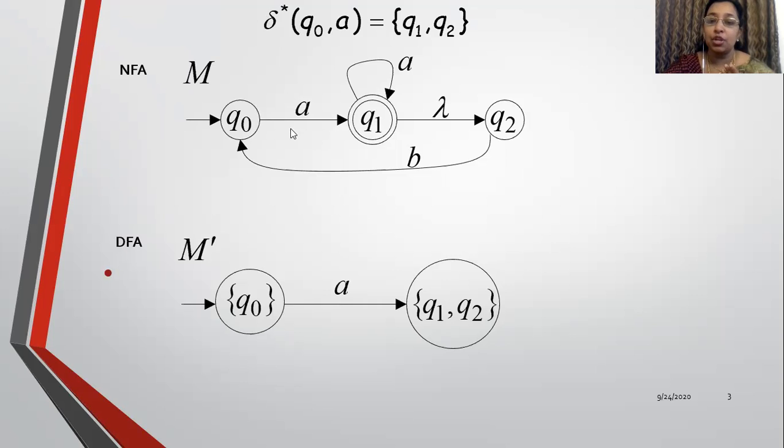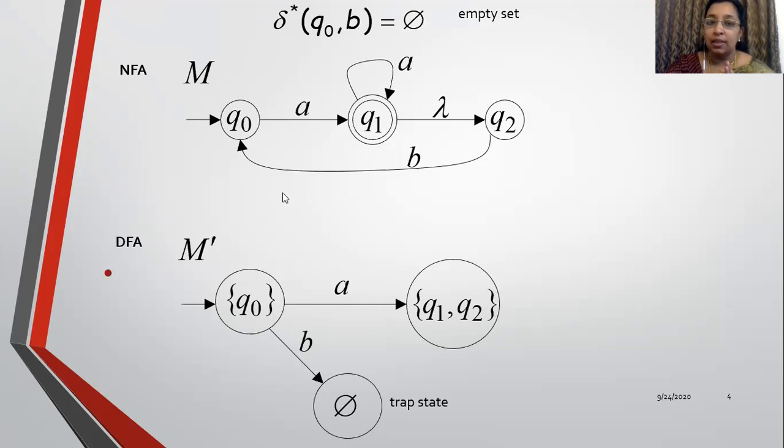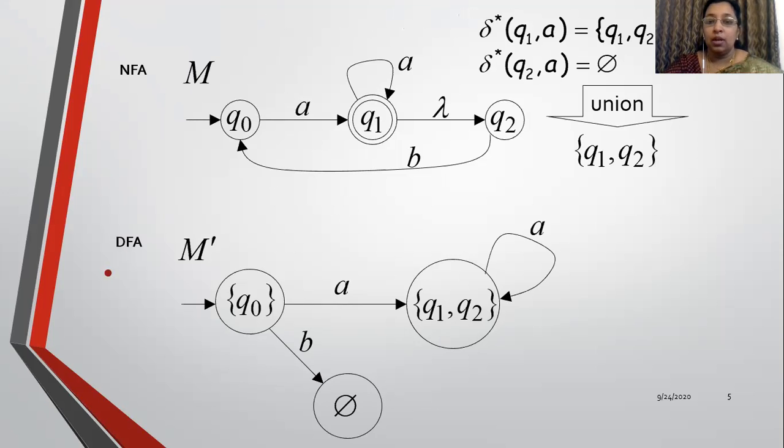What about the transition on B? From Q0, I don't have any transition on B, and therefore we have a trap state on B. Q0 is the first DFA state. From Q0, we have found transitions both on A and B. A leads to a new set {Q1, Q2}, and B leads to a trap state. Now we'll move forward.